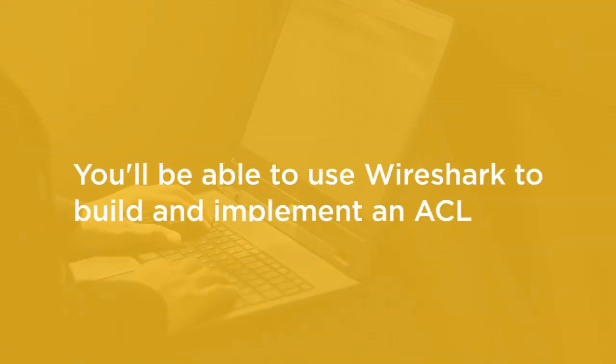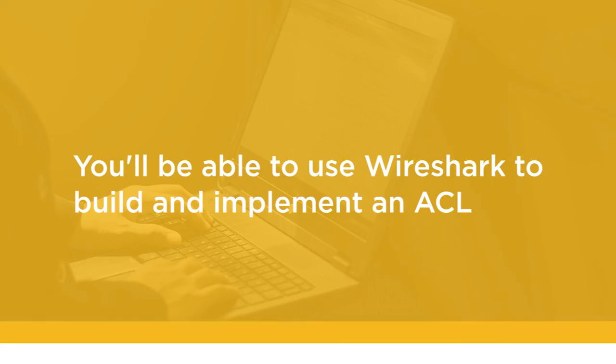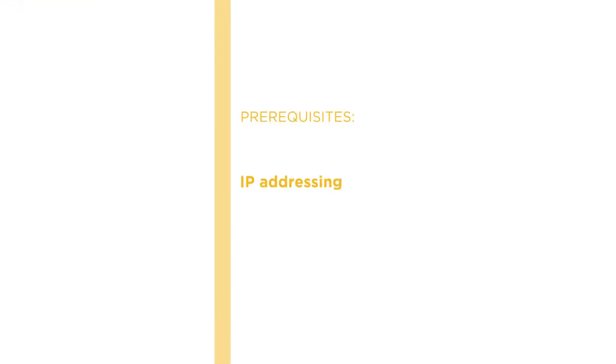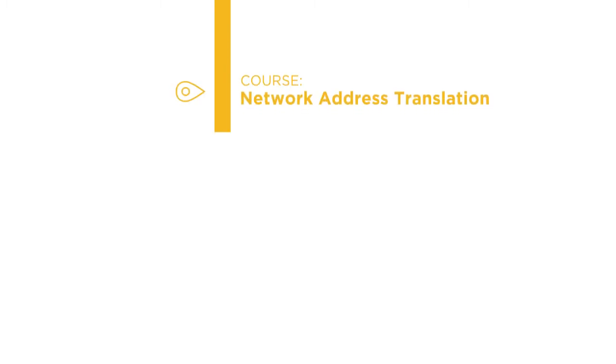By the end of this course, you'll be able to use Wireshark to build and implement an access control list, as well as having a method to troubleshoot ACLs that are not functioning as desired. Before beginning this course, you should definitely be familiar with IP addressing, packet headers, TCP and UDP segments and their headers, as well as how packets are routed through a network, which you can all learn in previous courses in the CCNA learning path. After you complete this course, you should feel comfortable diving into the Network Address Translation course.